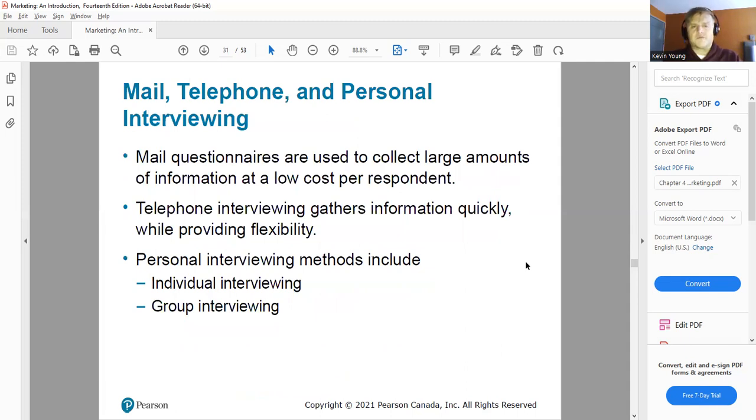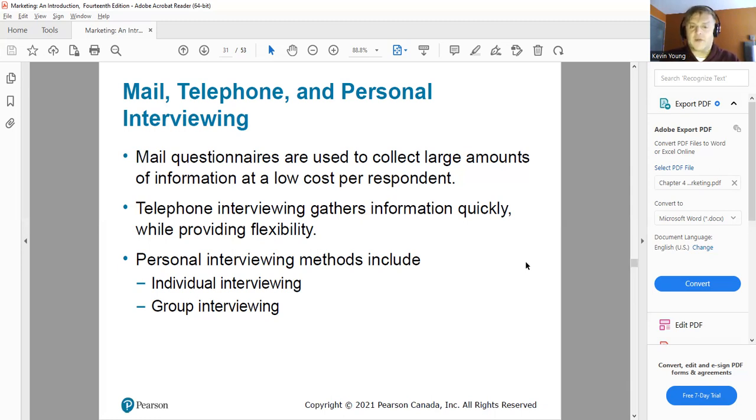Mail questionnaires are used to collect large amounts of information at a low cost per respondent. Now, not a lot of people use mail, like paper mail these days. That really has changed significantly. And so surveys are much more likely to come digitally in your email account, for example.